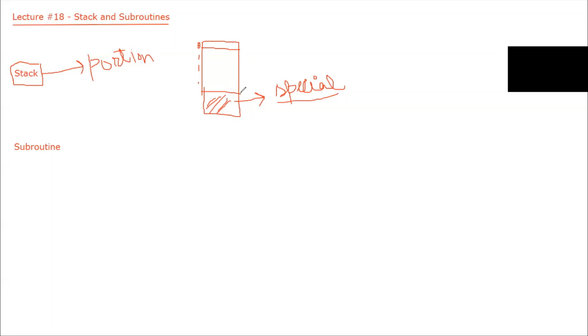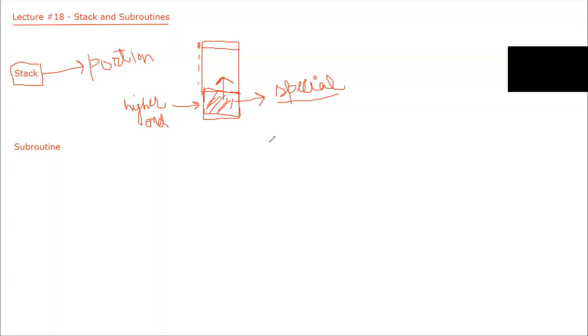However, this memory has some specific features. The standard features of this particular memory are that it usually starts at the higher end of the memory. And the other thing is that this memory grows downwards, from higher memory to lower memory.